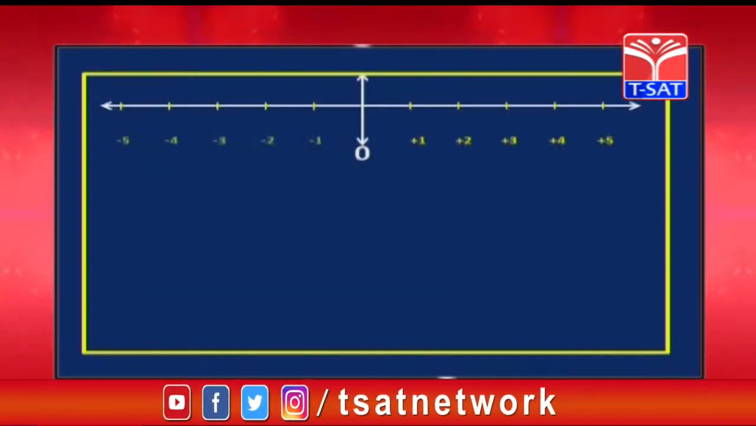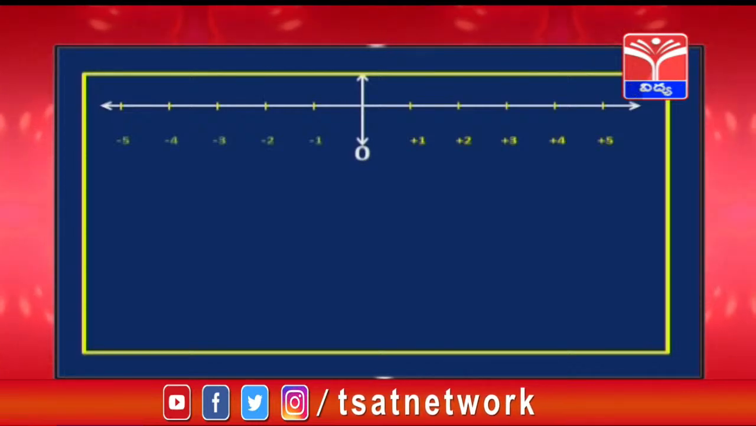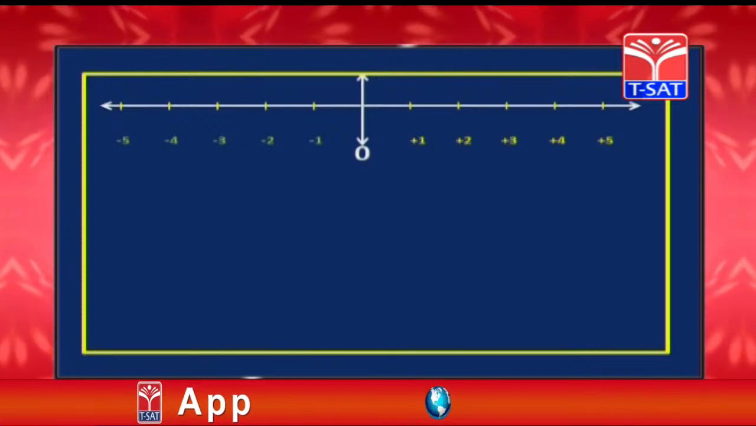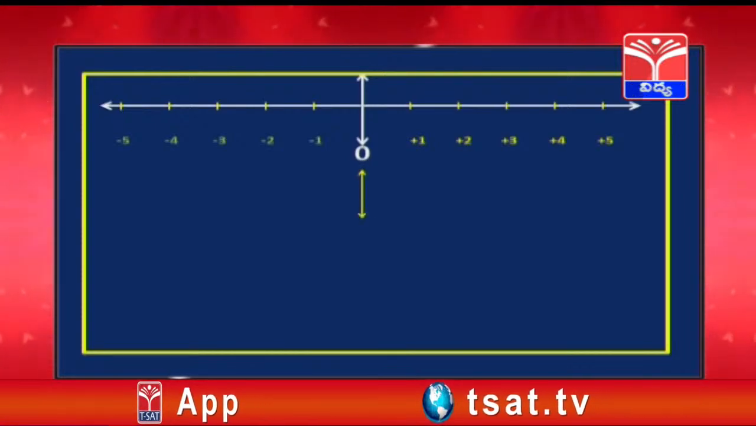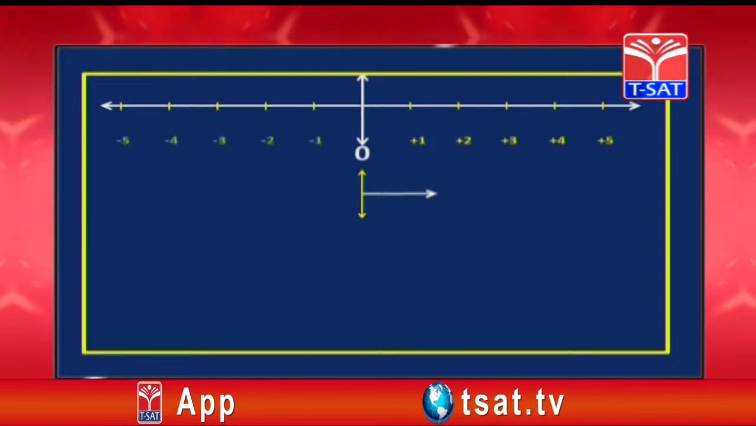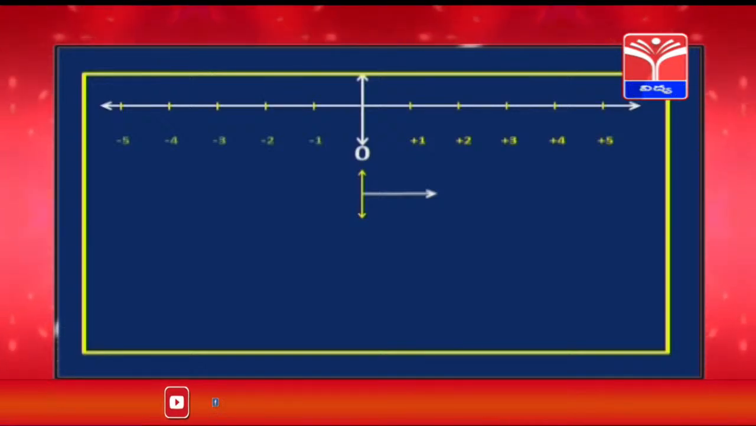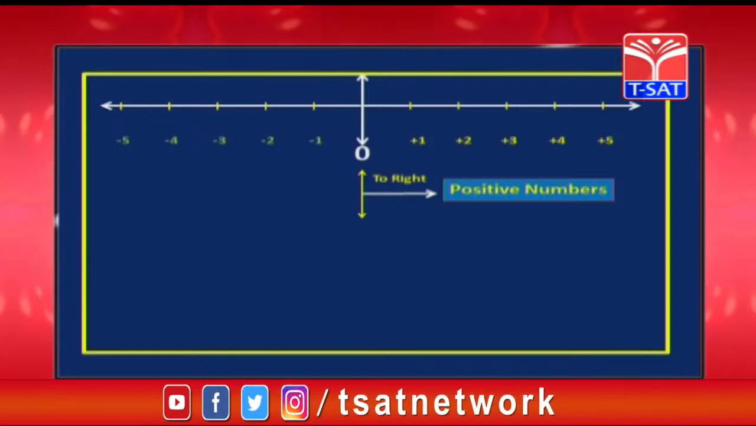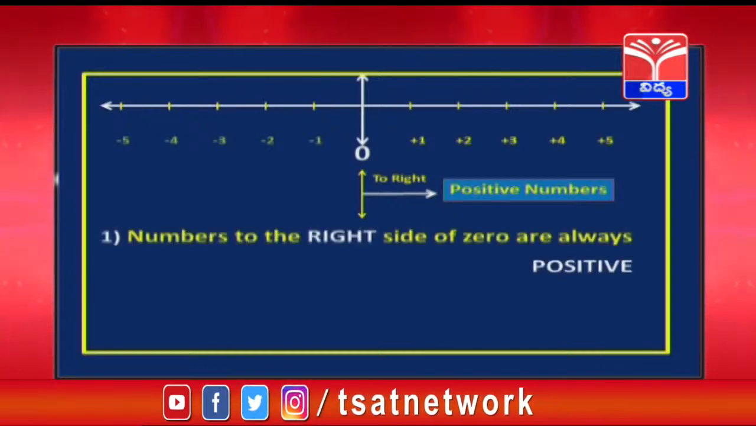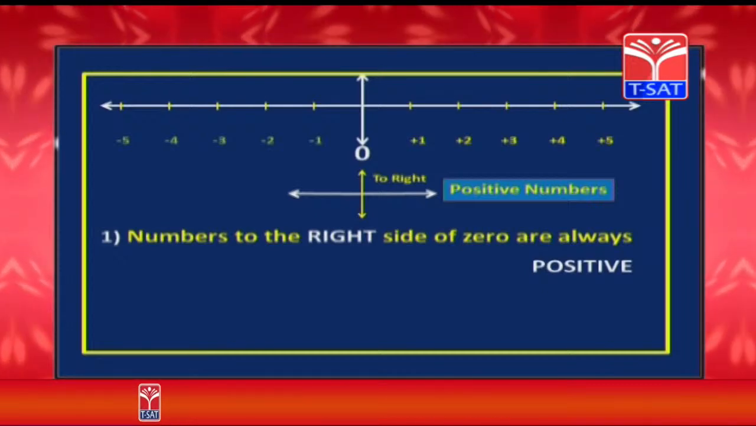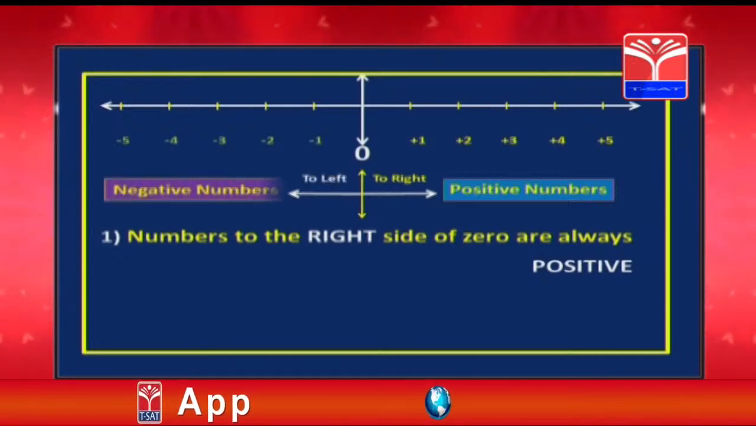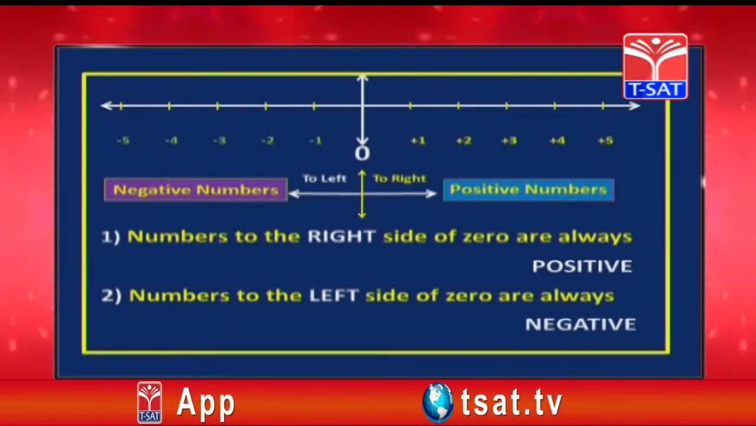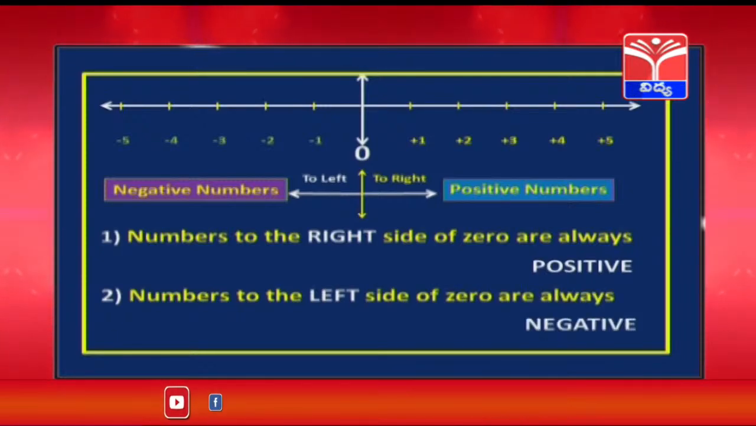So let us start with addition children. So children, what do you notice on your screen? That's right, it's an integer number line. So we have 0 here which is neither positive or negative, and towards its right we see all these positive numbers, isn't it children? Now again if you notice towards its left side you see all the negative numbers. So numbers to the left side of 0 are always negative and the numbers to the right side of 0 are always positive.